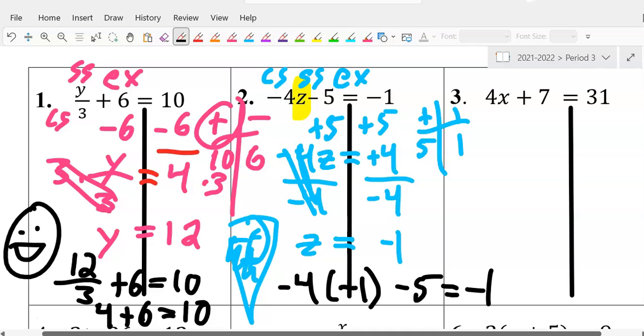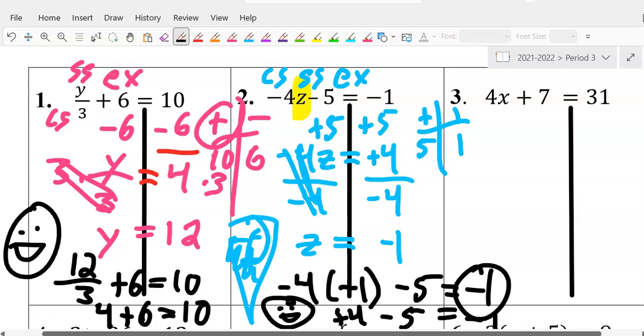Positive 4. It's positive 4 from Dorito Man. 4 good guys and 5 bad guys. Negative 1. See? So it did work. Okay, get it? Yep. Thank you. Good job, Pineapple. Yes, very good.